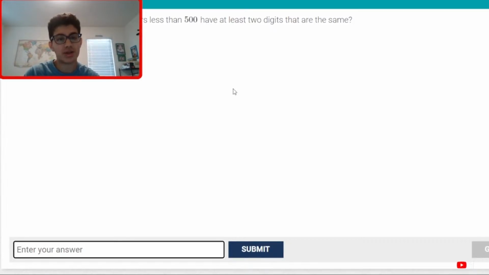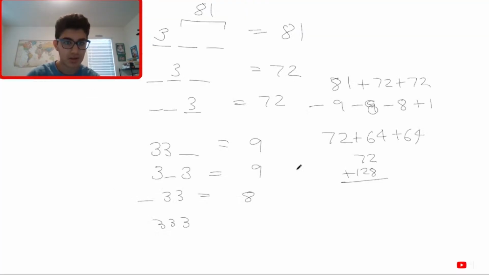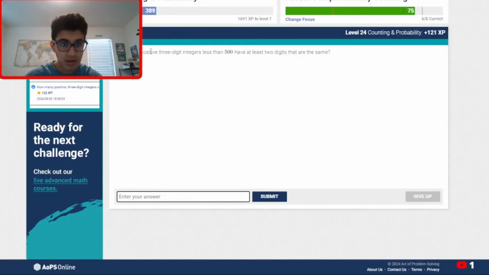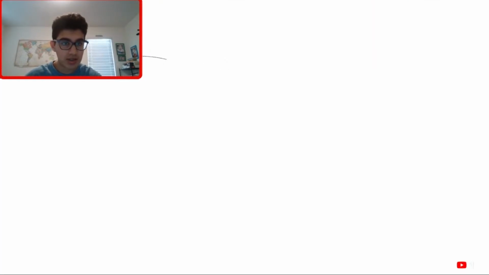How many positive 3-digit integers less than 500 have at least 2 digits that are the same? Okay, so in other words, positive 3-digit integers less than 500. So the first digit can be 1, 2, 3, or 4. So there are 4 possibilities for this. Then there are 10 for this, 10 for this. So that means there are 400 in total.